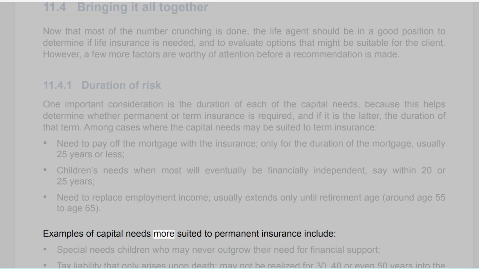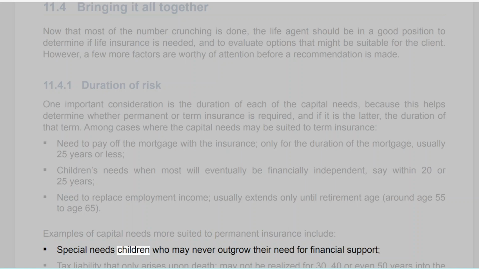Examples of capital needs more suited to permanent insurance include special needs children who may never outgrow their need for financial support, and a tax liability that only arises upon death, may not be realized for 30, 40 or even 50 years into the future, and it may also increase by that time.